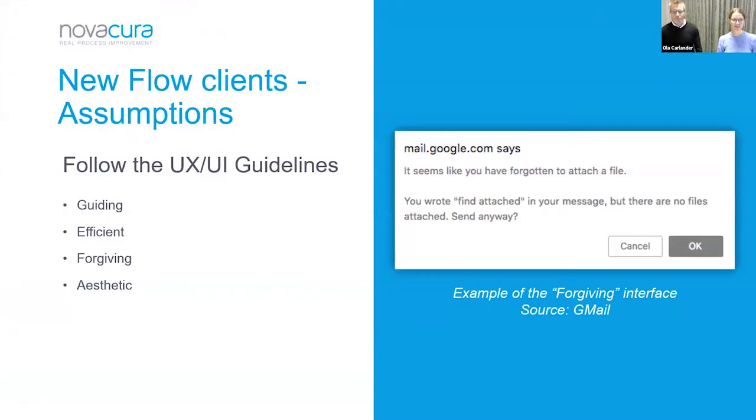When we started the development, there were certain keywords that we wanted to adhere to and guidelines that we were to follow. So we tried to make the client guiding, as in the client should continue to provide the user with guidance and information on how to navigate. It should be efficient, so it should move towards the user's goal with as few clicks and in as little time as possible. It should be forgiving, so if you do something that you might not want to do, then the client should ask you, is this really what you want to do? And it should be possible to cancel and click OK if you want to continue.